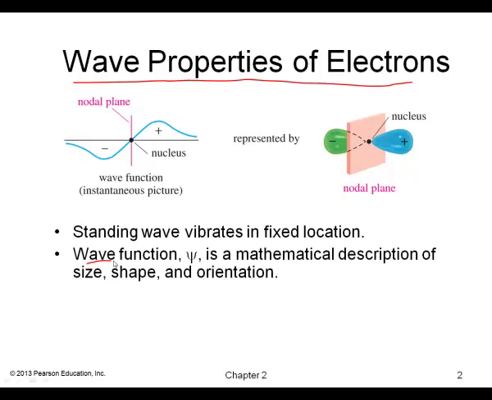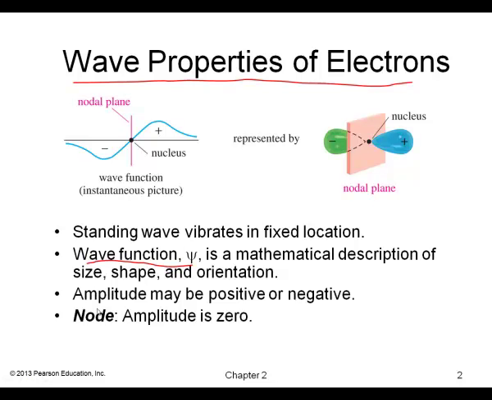Oftentimes we use this wave function psi to describe the size and shape and the orientation of the wave. So again, the node is where we have zero amplitude of the wave.